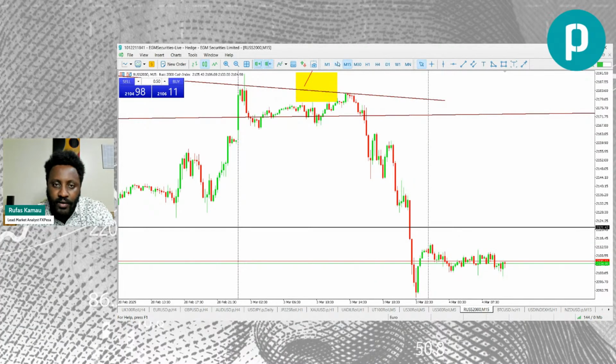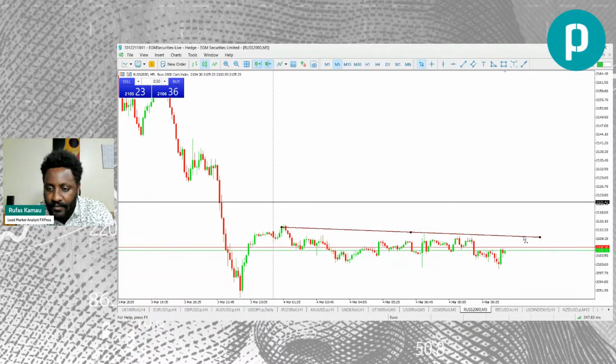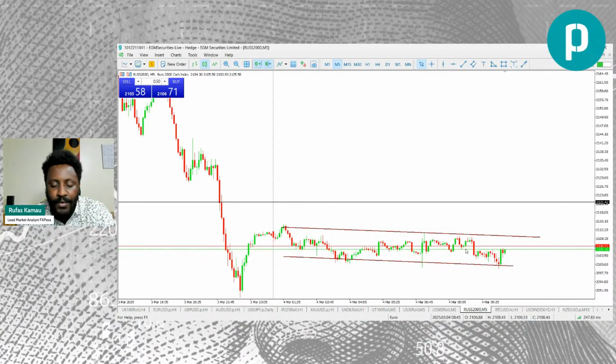So as for the Russell 2000, it's the same thing. We don't have much happening here. Also notice here, nothing much is happening. So good chance we'll be seeing a breakout later on in the day, perhaps in London, but most likely in the New York session.